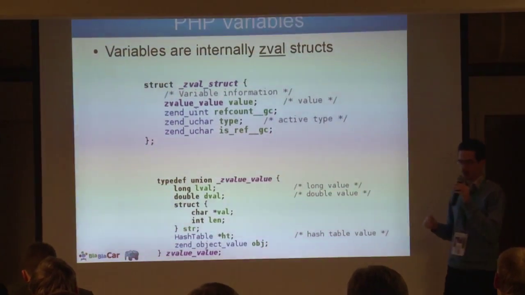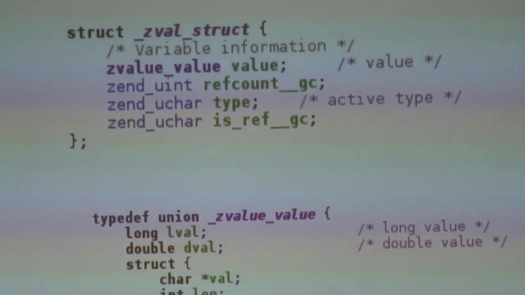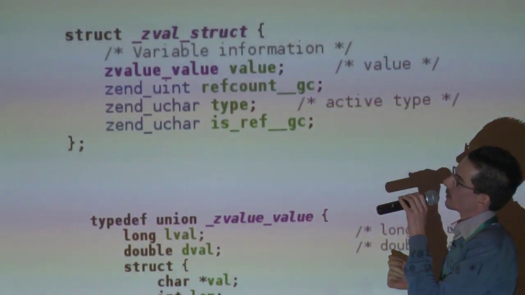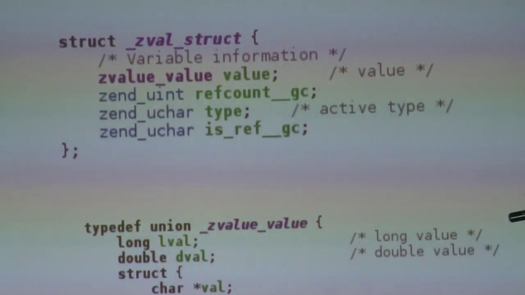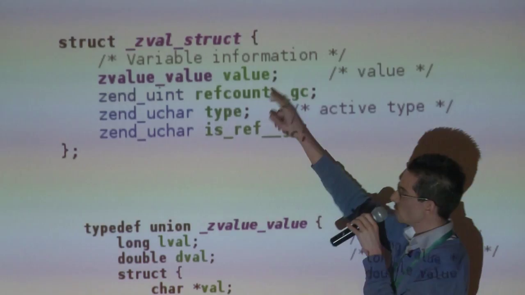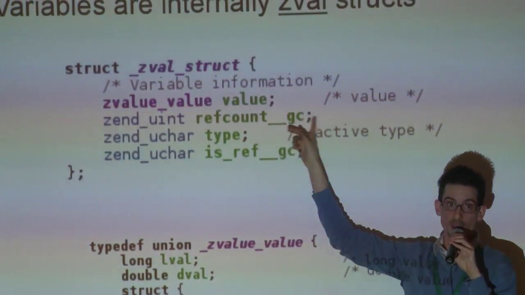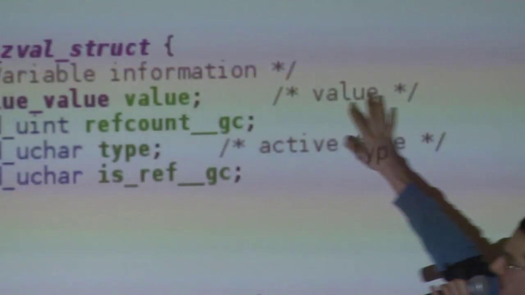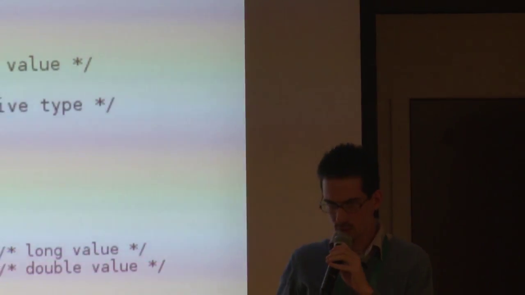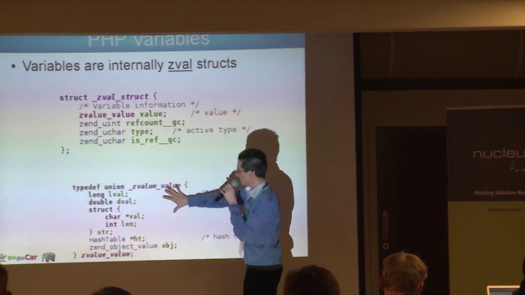So in PHP, you should know, I think nowadays, that variables are represented in a C structure which is called a zval. This is the garbage collector part, you should know this. And the value inside the zval is a zvalue. So you have this structure plus this structure in it.